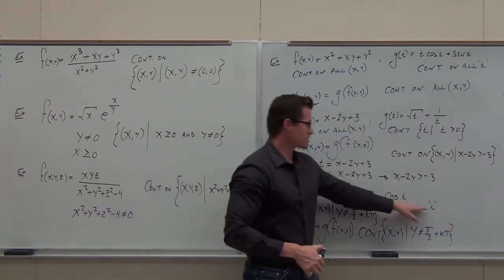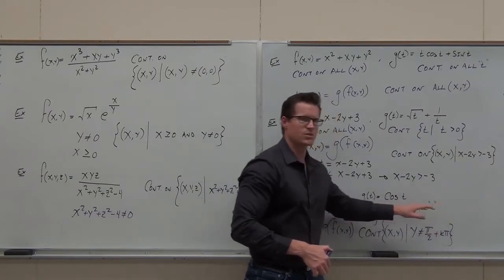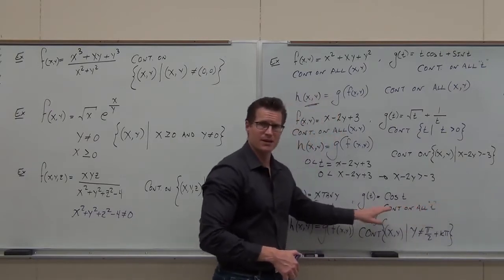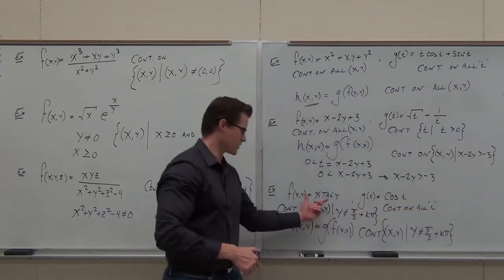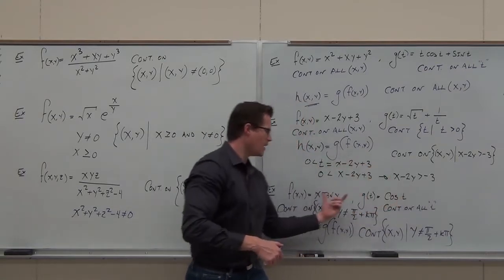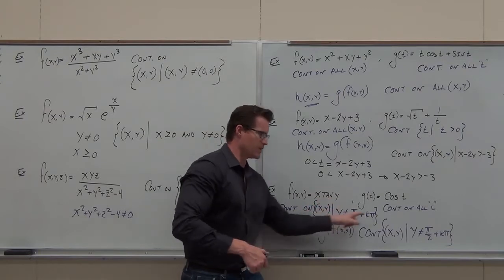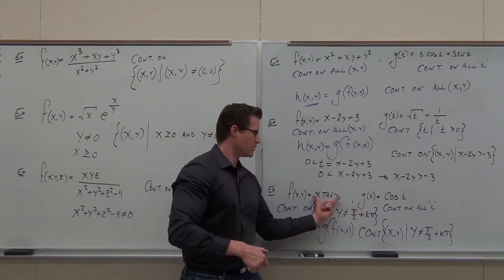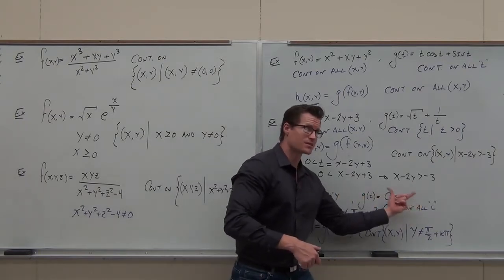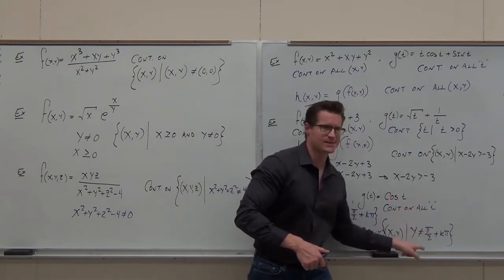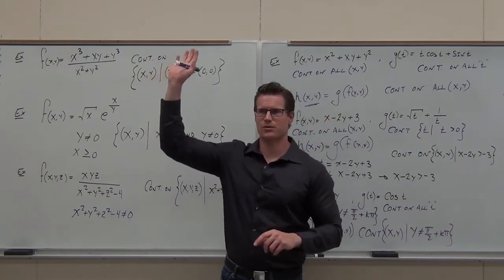So this says continuous everywhere. That means I'm not going to have any issues when I plug into this function. If I'm not going to have any issues when I plug into this function, we look at this function. I go, okay, this is what I'm plugging into that. Where is this not continuous? Well, it's continuous everywhere except this. Therefore, since this doesn't create any more issues, this is also continuous everywhere except that. Do we feel okay with that one?